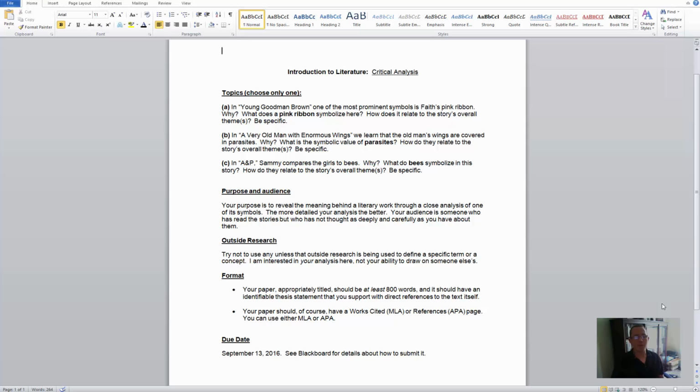But the goal here really is for you to focus on the text itself, not what other people say about it. And here you've got the due date. It'll be September 13th, and you've got the basic requirements for what it should look like. As we get closer, I will post actual detailed instructions for how to submit it, when I want you to email it, and that sort of thing. Okay?